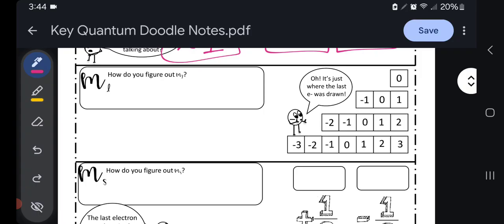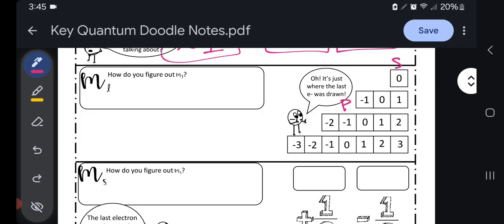Now how do you figure out m sub l? Your m sub l is your magnetic quantum number, which is essentially what orientation it is going to be in. Each of these blocks represents a certain orbital, and based on where the last electron is located, that tells us what number we pick here, and I'll tell you what that means. Remember the s block: hydrogen, helium, lithium, beryllium. There are 2 electrons, an upspin and a downspin. So you have 1 box in the s block.